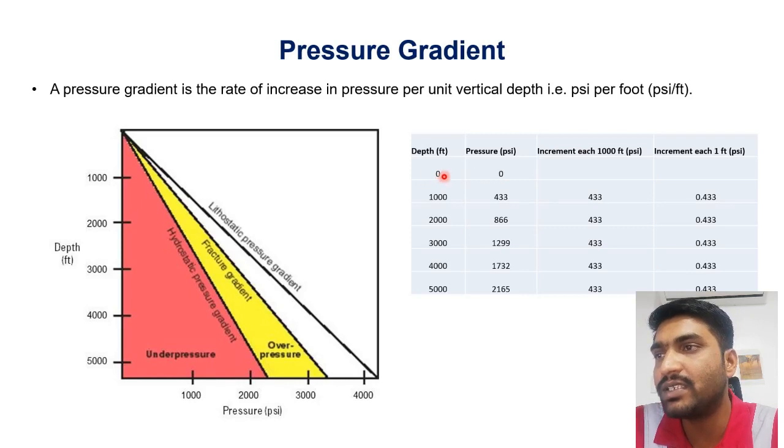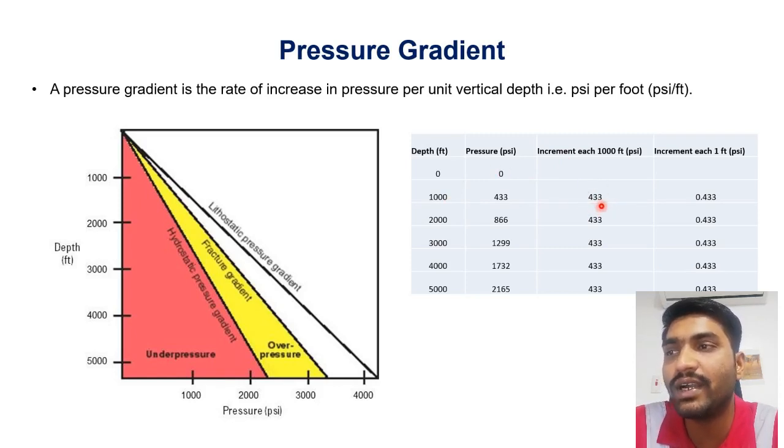Then our depth has been increased from 0 to 1000 and pressure has been increased from 0 to 433 psi. So how much pressure has been increased? 433. And how much depth increase? 1000. It means for an increase of 1000 feet of depth, the pressure is increased by 433. Then our depth has been increased from 1000 to 2000 and pressure has been increased from 433 to 866. So how much increase? 433. It means again for 1000 the increase is 433.